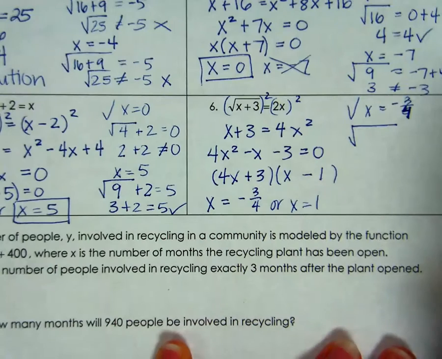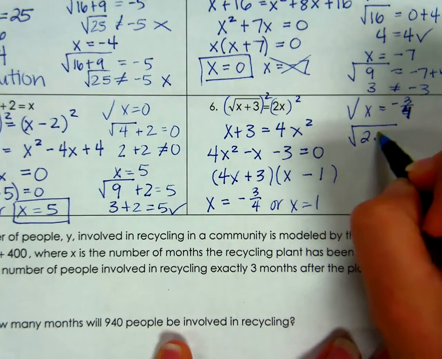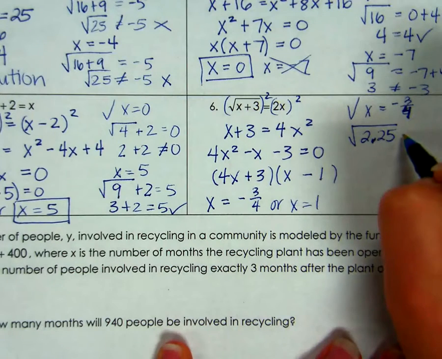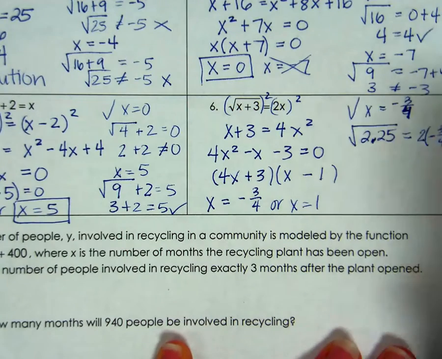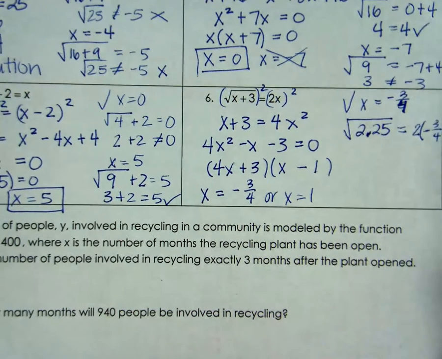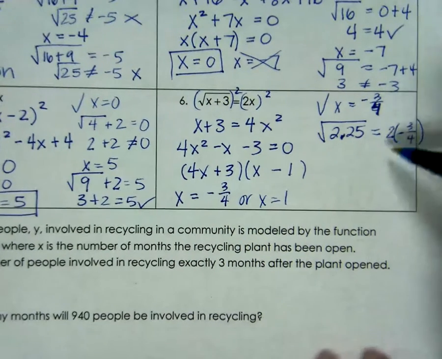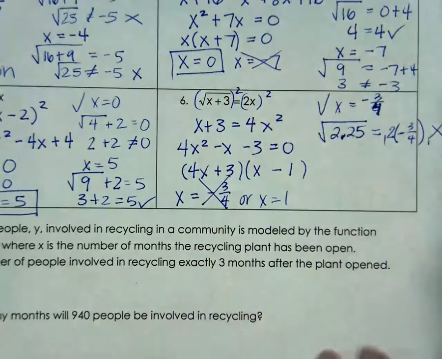Underneath the radical, I have negative 3/4. If I add it to 3, that gives me 2.25, or 2 1/4. Does that equal 2 times negative 3/4? Without even worrying about getting my calculator, you could hopefully see that that's never going to be true. Taking the square root of a number isn't going to give you a negative answer. So I know negative 3/4 isn't going to work.